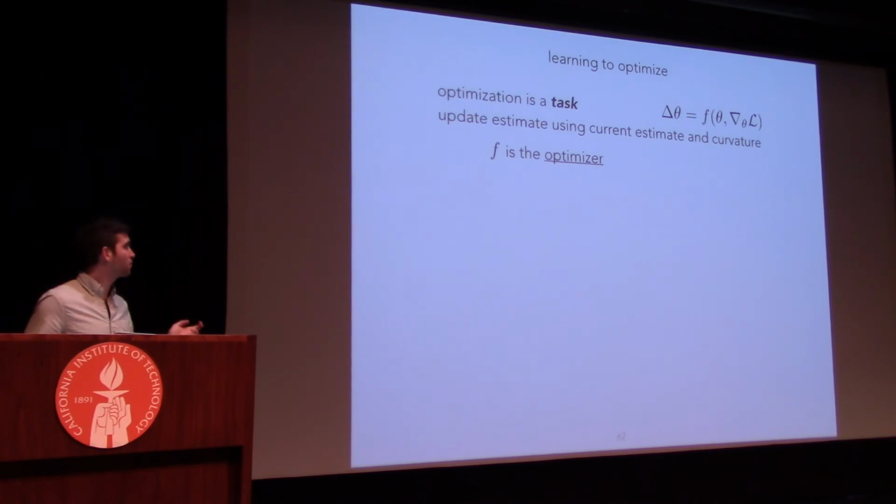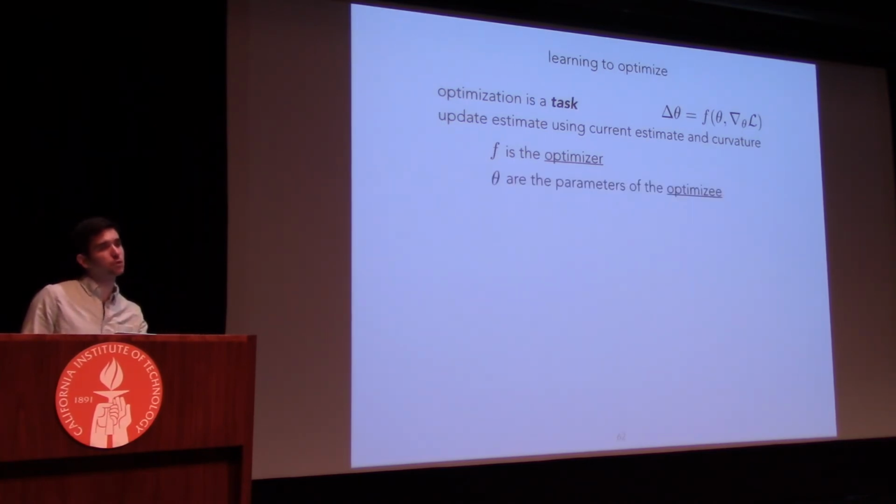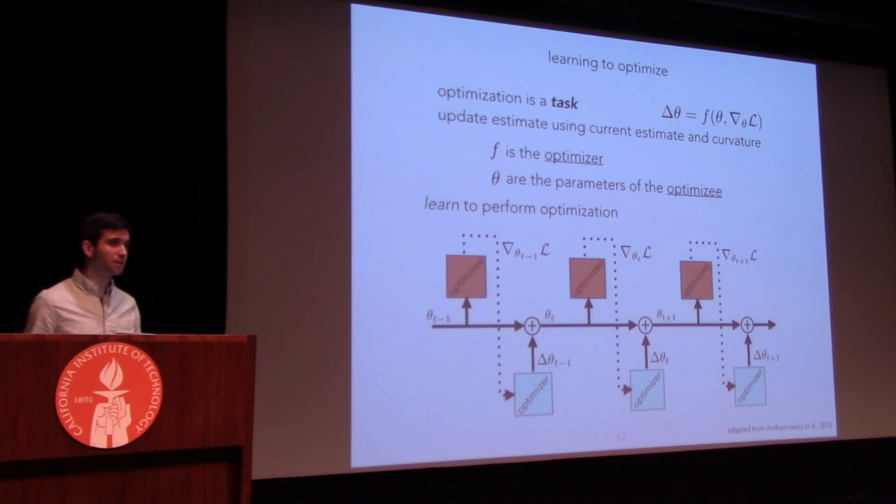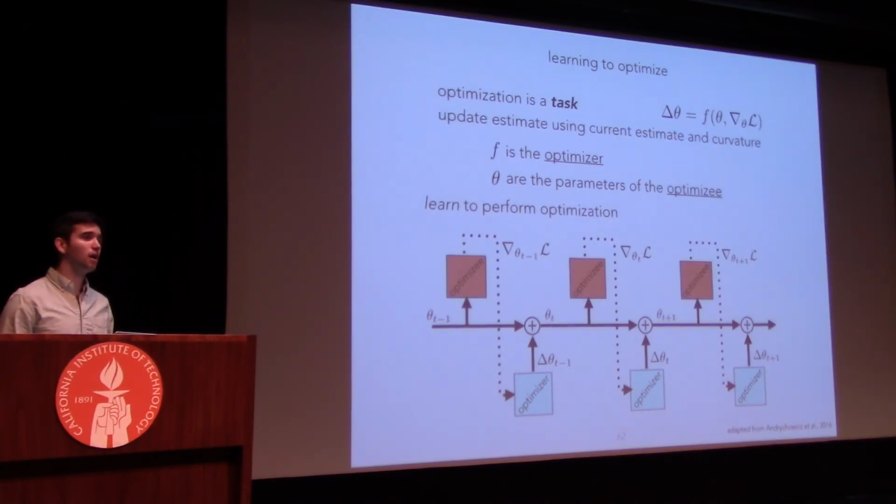Here, f is the optimizer function, theta are the parameters of the function that we're trying to optimize, and we're going to actually learn to perform optimization. It sounds like a really crazy idea, but it's actually been shown that you can do this, and it outperforms these hard-coded, handcrafted optimizers like stochastic gradient descent, and even Adam, which is kind of the leading optimizer right now. So you can actually learn how to perform this optimization, and it performs quite well in practice, although it remains to be seen whether it's truly scalable.